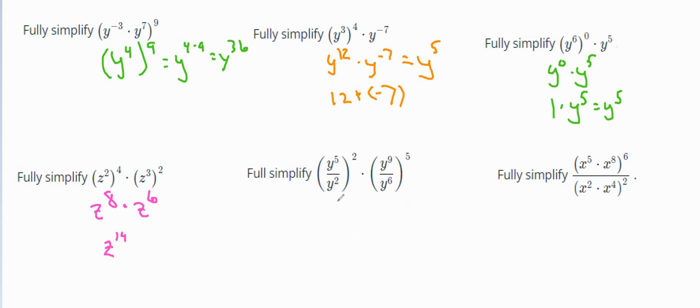This one, we're going to divide. And when we divide, we subtract the exponents, top minus the bottom. So y to the 5th divided by y to the 2nd power, that's going to be y to the 3rd. 5 minus 2 is 3. Then we have y to the 9th divided by y to the 6th. When we divide, we subtract the exponents. 9 minus 6 is 3.